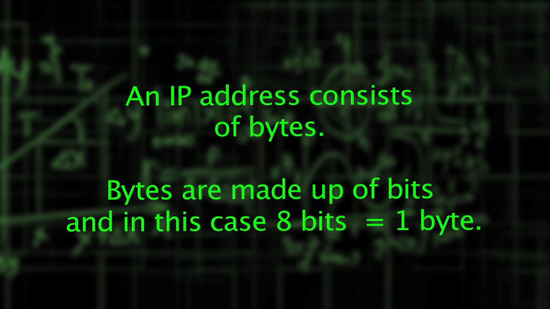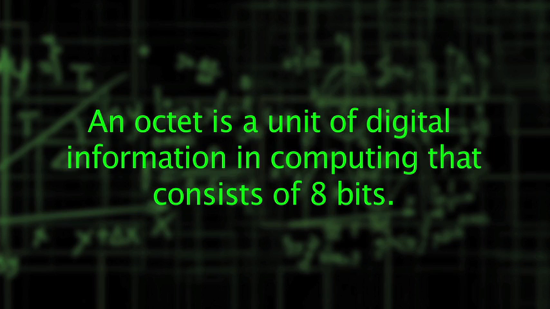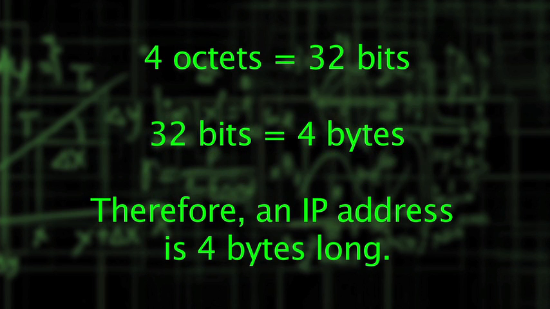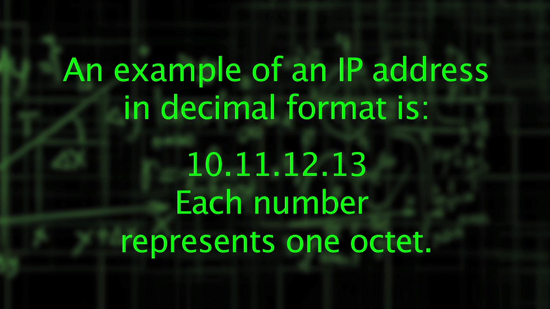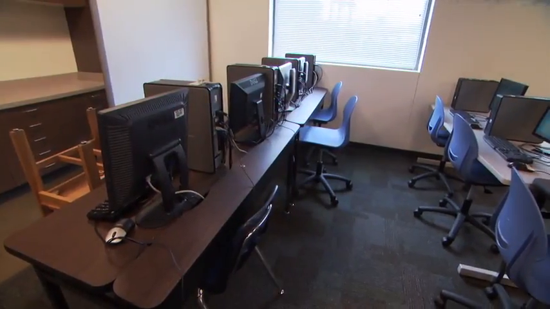An IP address is composed of 4 octets. Octet meaning 8, it's groups of numbers separated by a decimal. Okay, so for instance, an IP address would be 10.11.12.13. That's 4 octets.